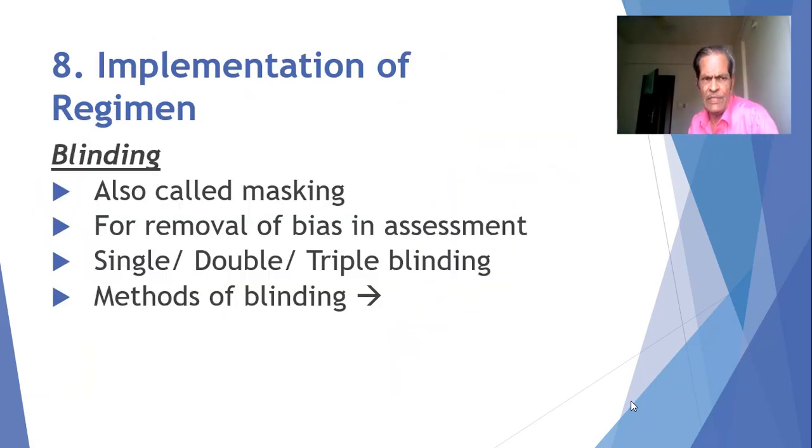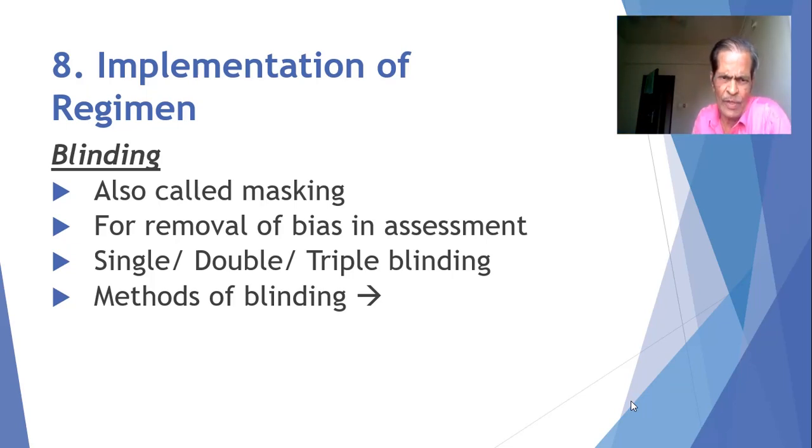Then there is the implementation of the regime, and in the implementation, one important activity is blinding. This is also called masking. It is for the removal of bias in the assessment. If one knows that it is an experimental group and the person assessing the outcome is biased towards the experimental group, then he may report a favorable result for the experimental group.